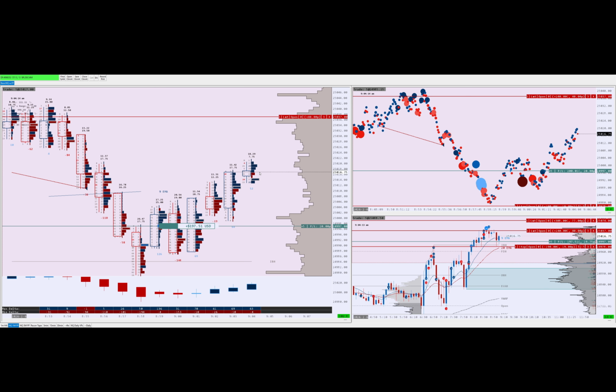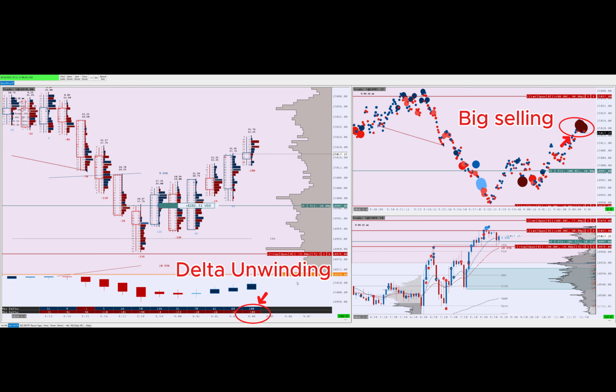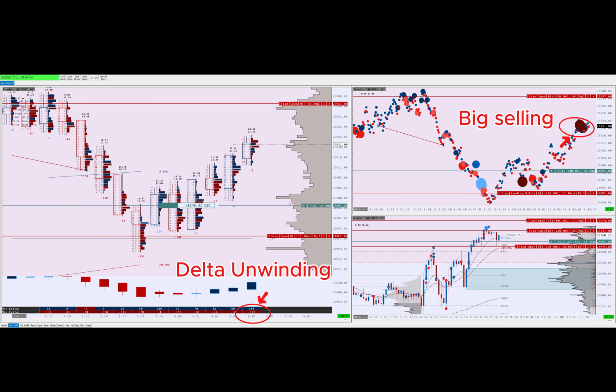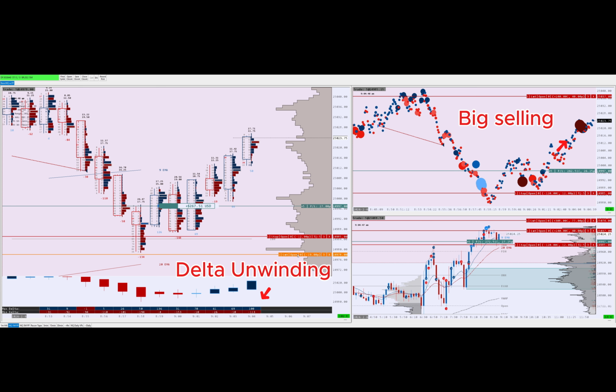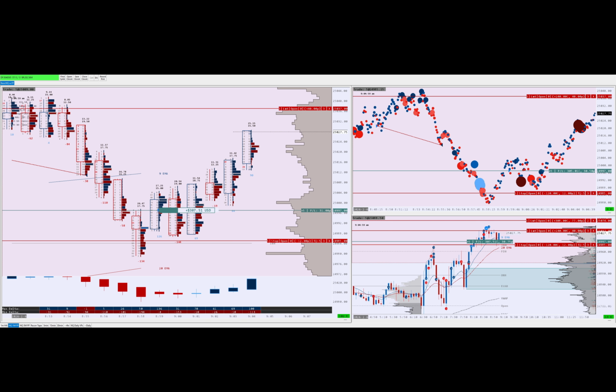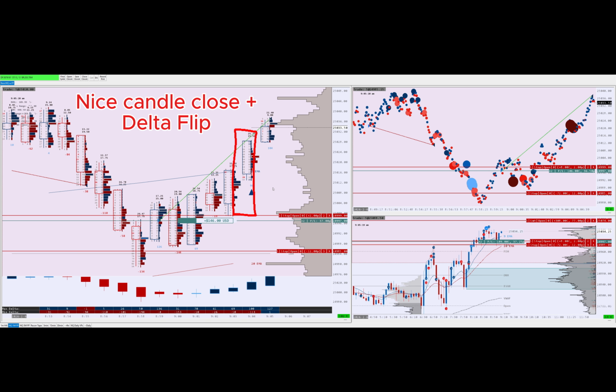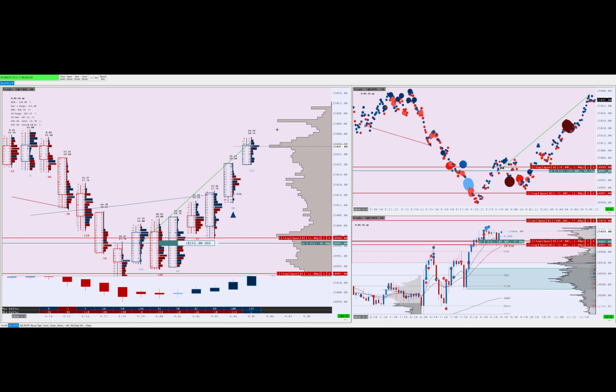So as this one's coming up here, I'm like, okay, this is pretty interesting. A lot of sellers coming in, but buyers are really defending this. So we're going from like negative 113 delta, pushing up. We've already flipped all that delta. We closed really strong. After hitting TP1, I move my stop to break even.